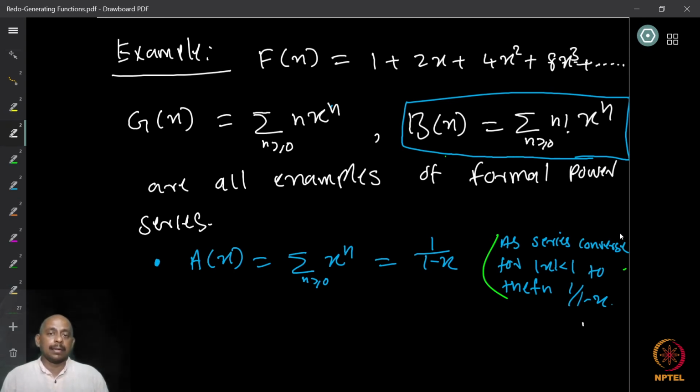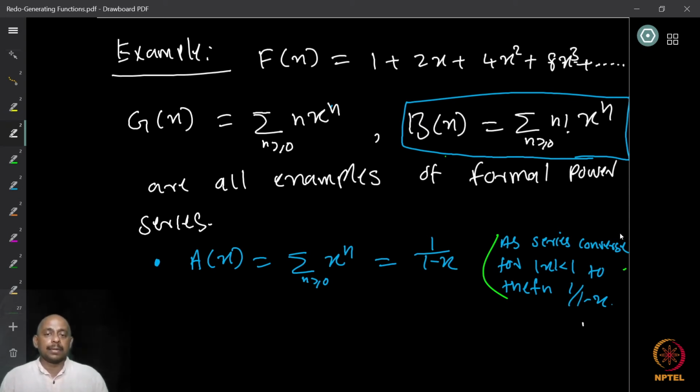Similarly, we have another sequence, let us say the sequence n, where 1, 2, 3, etc. is the sequence. So the power series is summation n x raised to n. Then you have summation n factorial x raised to n, which is another series, which represents the number of permutations of n elements. So these are all examples of power series and formal power series.